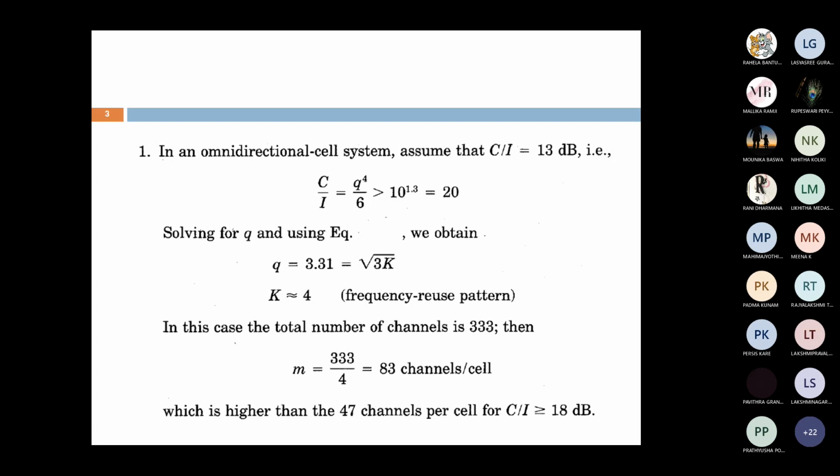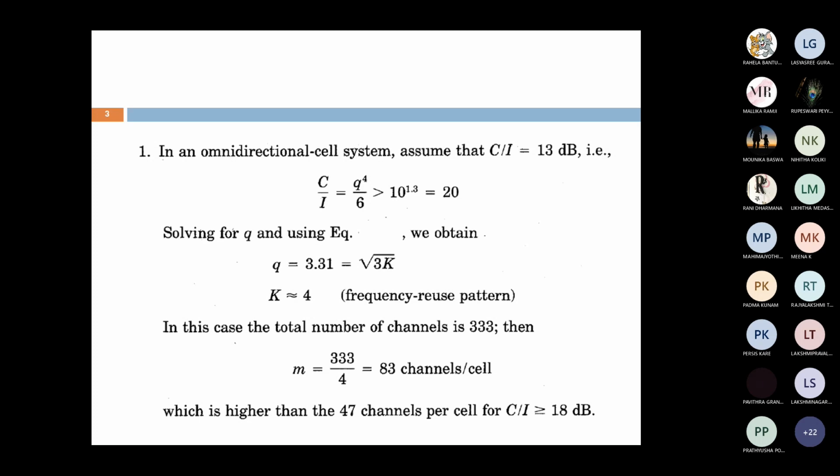They are given only the distances and the C by I ratio directly. Based upon that, we first calculate the Q value, then the K value. Once we find the K value, we take the example of the AMPS system. Suppose we take block A. Block A contains 333 channels. K equals 4, nothing but a 4-cell pattern. The number of channels for each cell is M equal to 333 divided by 4, which is 83 channels per cell.